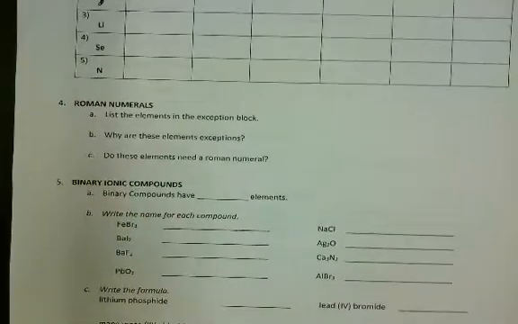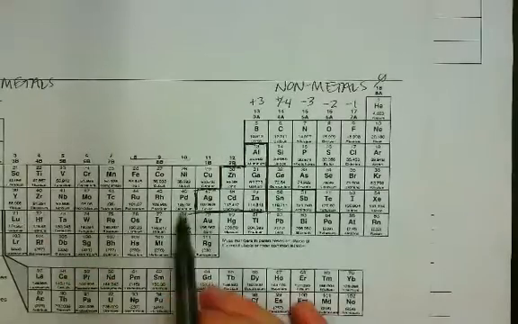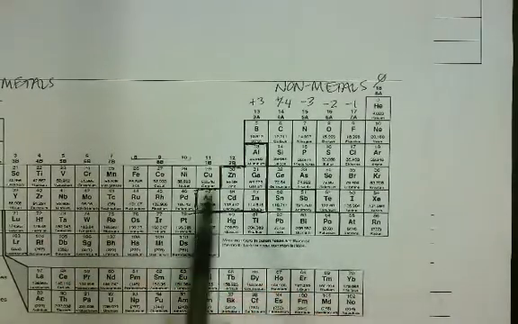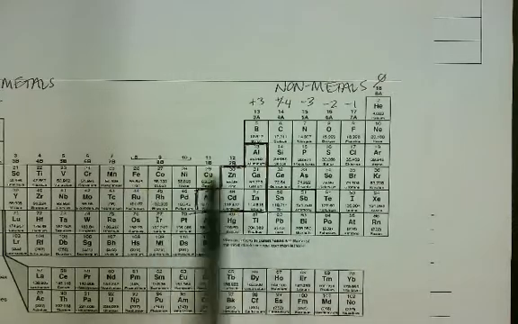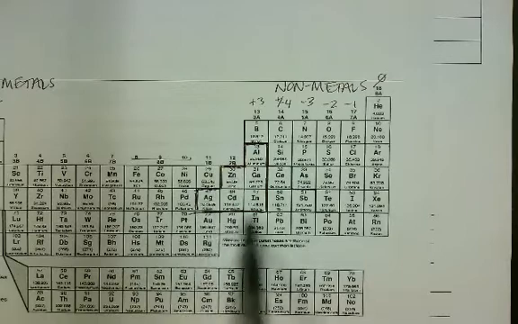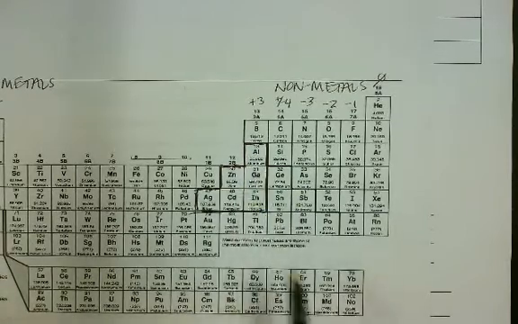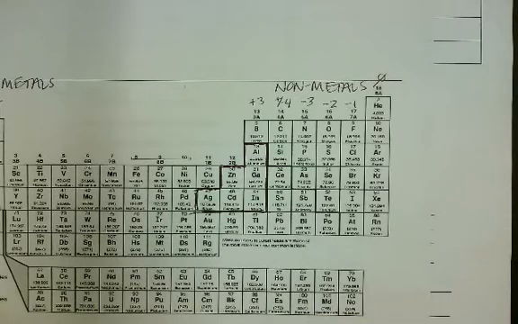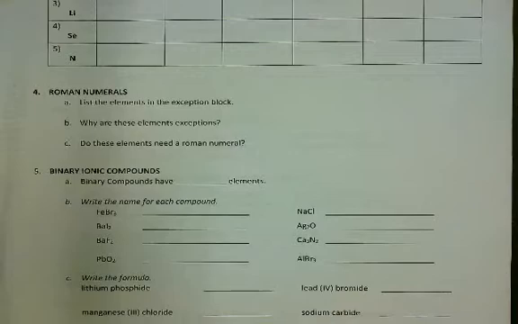Moving on to Roman numerals. Elements in the exception block, that's going to be this right here. These are your exception blocks. The elements here are your transition elements. The reason why these are exceptions is because they have determined charges. They don't change. So these won't change, but your transition elements will.